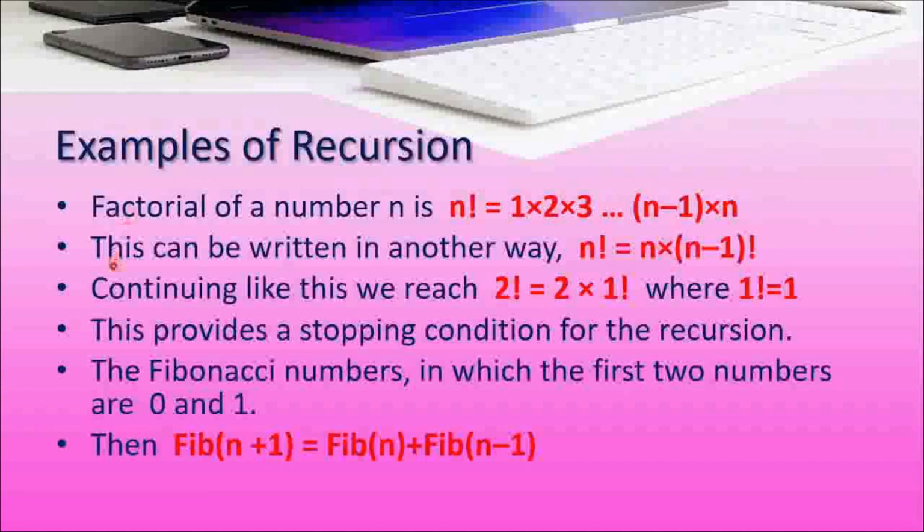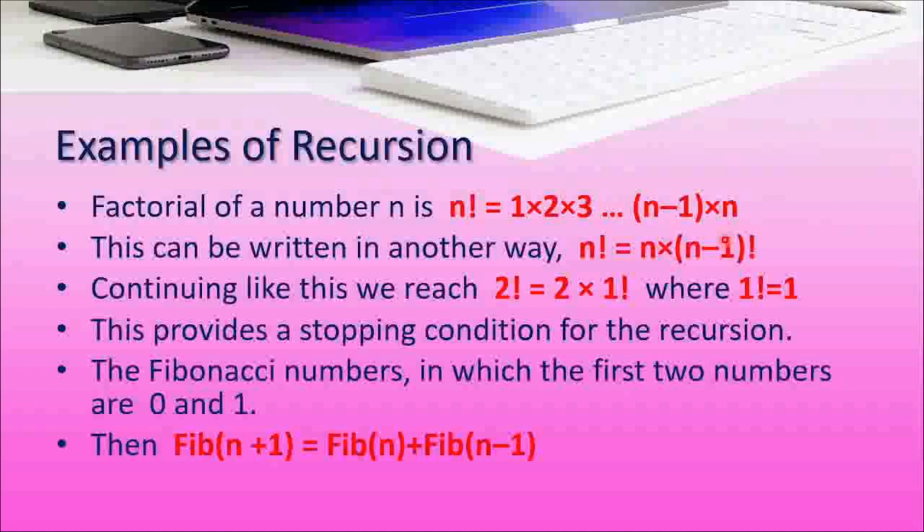So this can be written in another way, like n factorial equal to n into n minus 1 factorial. So if this is n factorial, if we strike off this particular n, whatever remaining is n minus 1 factorial. And if we multiply n minus 1 factorial with n, it becomes n factorial. That is how it happens. So n factorial equal to n into n minus 1 factorial.